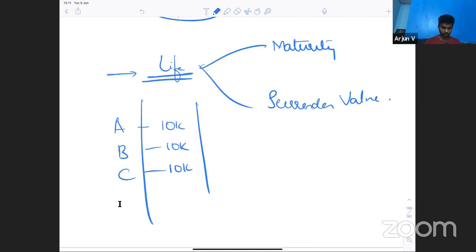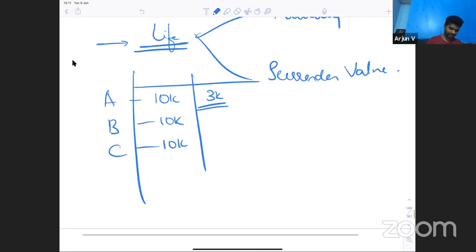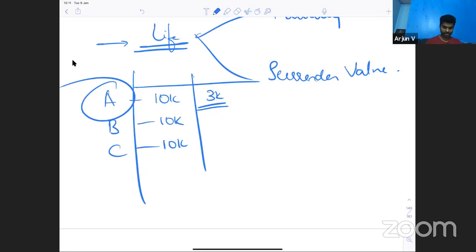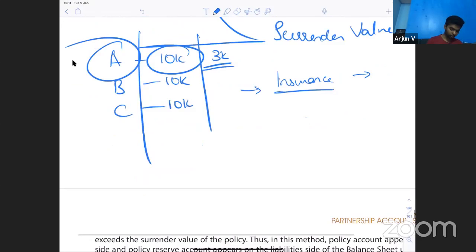Okay. You are paying a premium, let's say, of 3,000 rupees. You have taken an insurance of 10,000 rupees on each partner, and you have paid a policy amount of 3,000 rupees. Now, A dies. He will get the entire insurance money. When I say A, that is, his representatives will get the entire insurance money, which is 10,000, whereas the other two partners will get the surrender value.